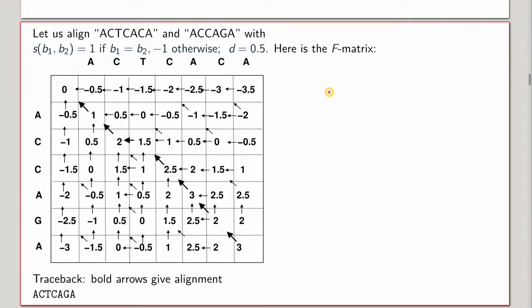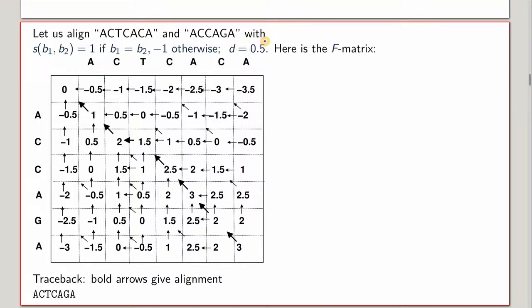So let's just go to this. The idea is that each element of this matrix contains the best score. Supposing you're aligning these two sequences, this element would be how do you align the single letter A with the three letters ACT, what is the best possible score you can get. Here we are using a scoring matrix where a match has a +1, a mismatch has a -1, and the gap has a -0.5.